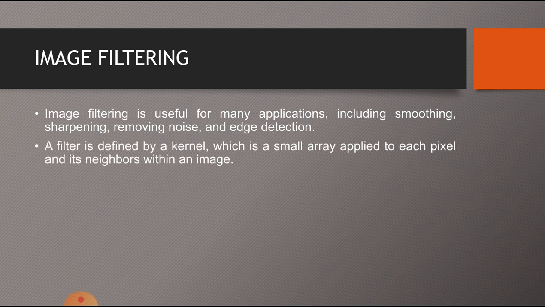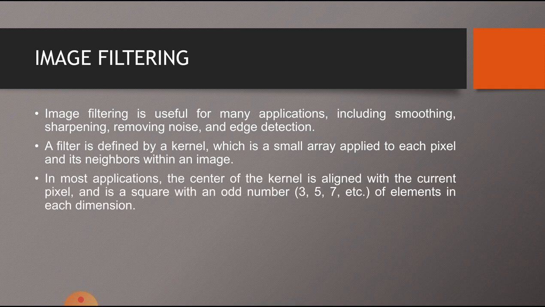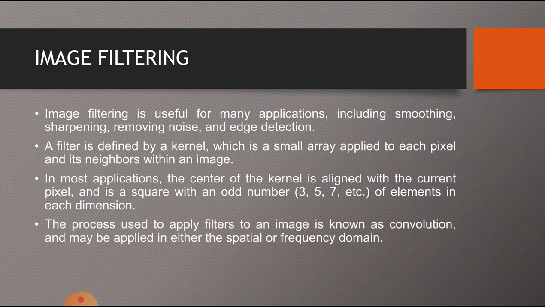An image filter is defined by a kernel. A kernel is nothing but a matrix, a small array applied to each pixel and its neighbors within an image. Basically we'll be doing a convolution operation by convolving the image with the filter. In most applications, the center is aligned with the current pixel and it's a square with an odd number of elements in each dimension. This process of applying filters is known as convolution and it can be applied in the spatial or frequency domain.